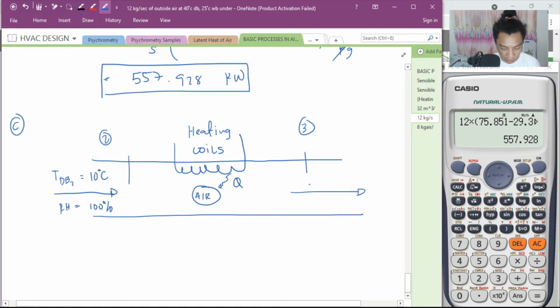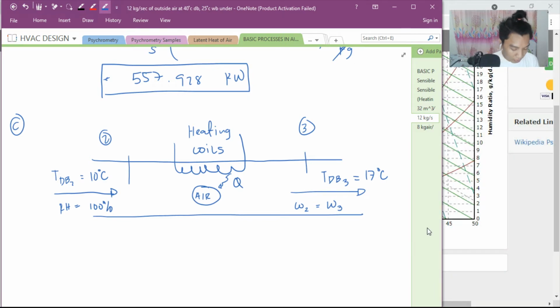Ngayon, what happened do sa 3? Tumaas naman ng dry bulb ulit kasi nag-heating coils ka eh. 17 degrees Celsius. And then, ang sabi dito, kapag nag-heating ka, yung specific humidity mo is the same lang. Yun lang naman yung process nun eh. In W2 and W3, or omega 2 and omega 3, are same. Okay. Dodrawing ko mamaya yung diagram niyan, ha?